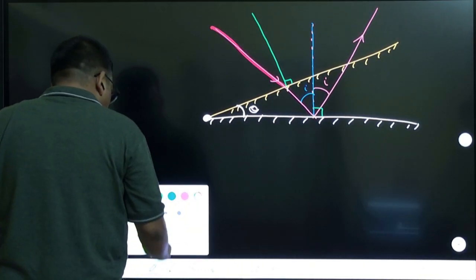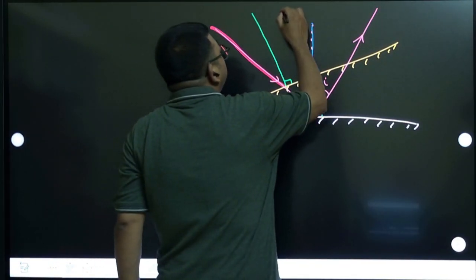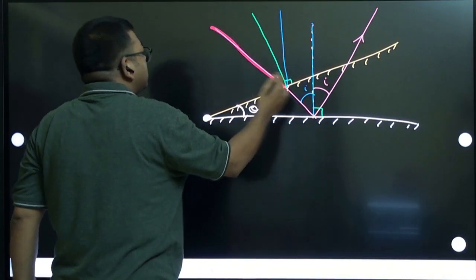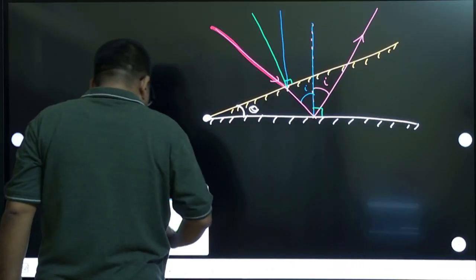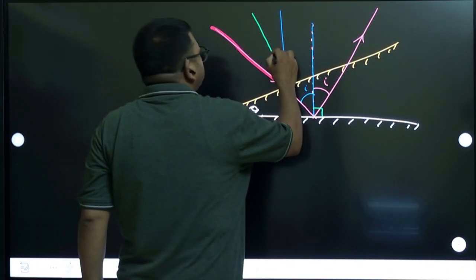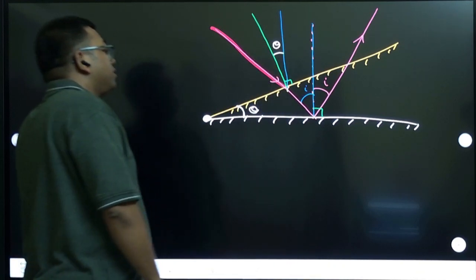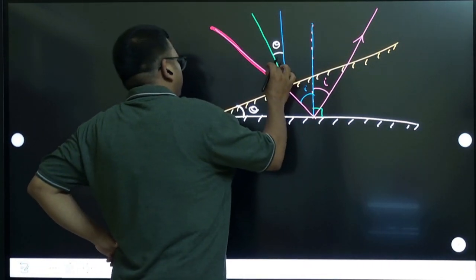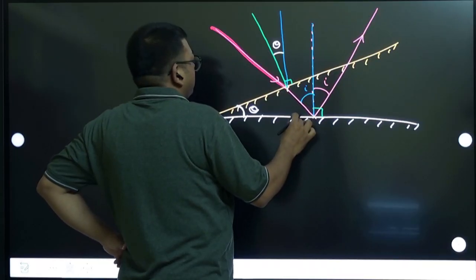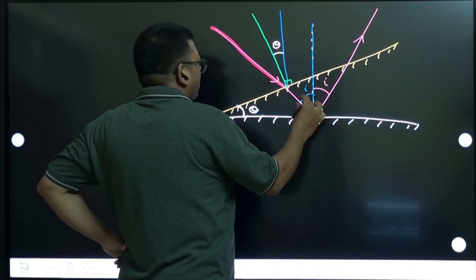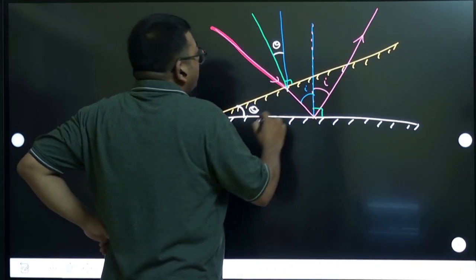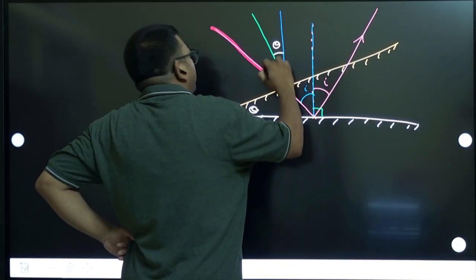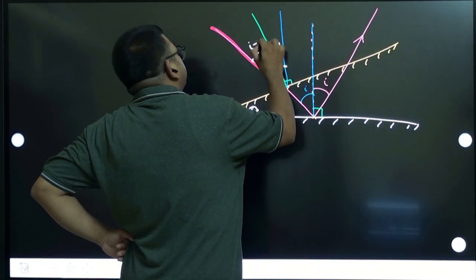Or if you want, you can slide it like a vector. So this line I am now sliding here. Note that this is parallel. Okay, so you need to note that this angle is going to be theta. But now what about this angle? Previously it was I, but now how much will it be? Previously this angle was I, and this is theta. So this angle becomes I minus theta now.